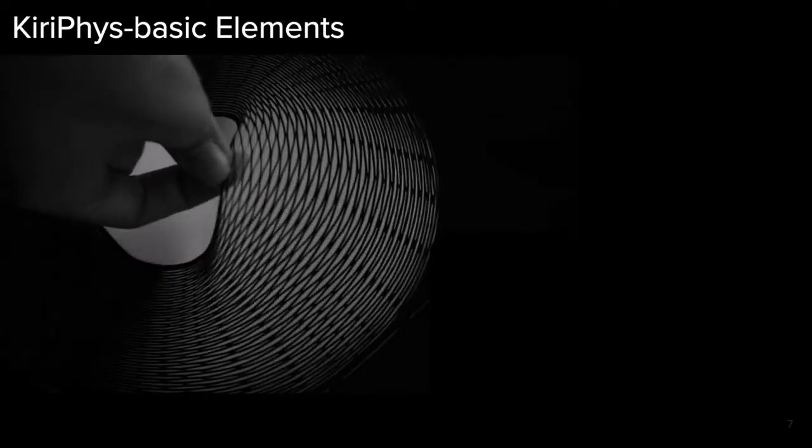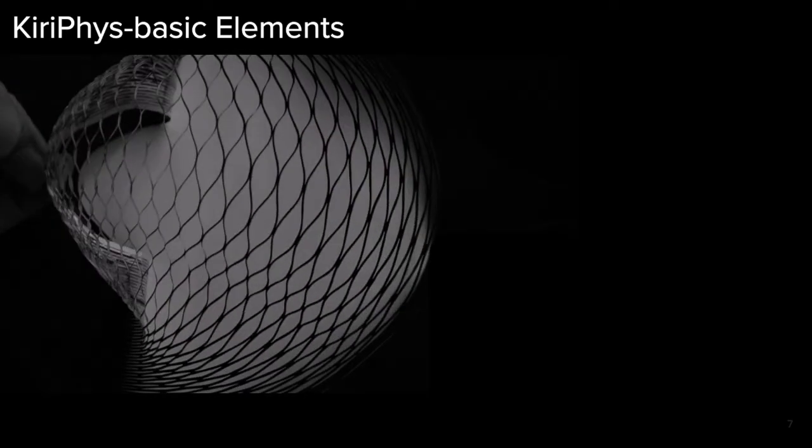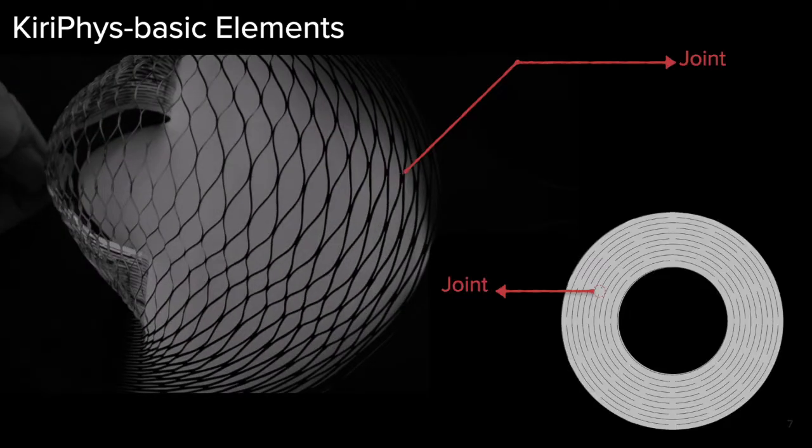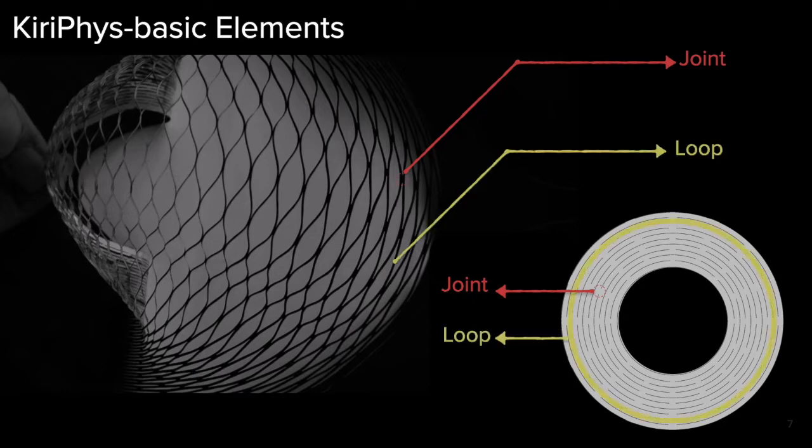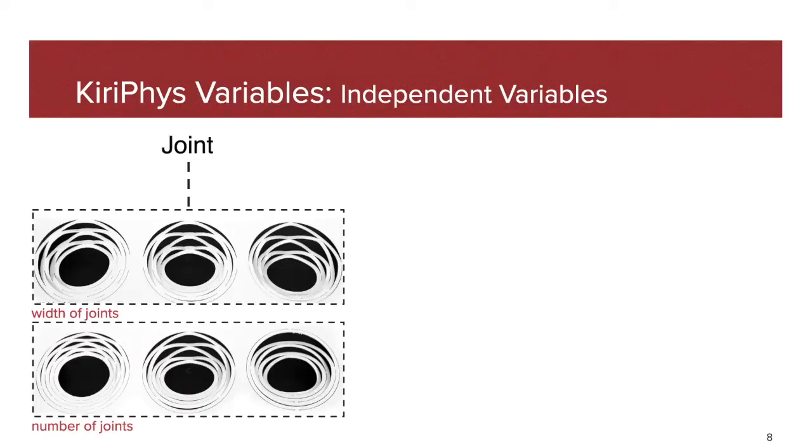Kirfiz cut pattern is formed of alternating cuts arranged in a concentric or parallel manner. Joints refer to the locations where two cuts are connected to each other, and the solid material between two cut lines is called a loop. Working with these basic elements, we can represent data with both independent and dependent variables. We can change the width and number of the joints, and similarly, width and number of loops can vary.